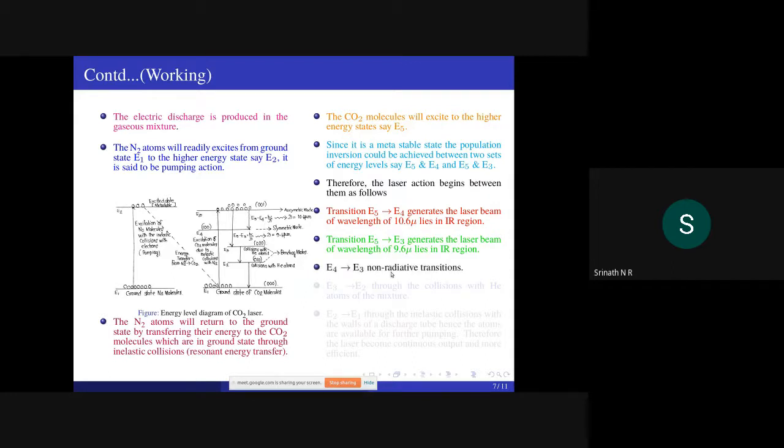Whereas the transition between E4 and E3 takes place through non-radiative transitions. E3 to E2 through collisions with helium atoms of the mixture. Finally, from E2 to E1 through inelastic collision with the walls of the discharge tube. Hence, the atoms are available for further pumping. Therefore, the laser becomes continuous output and more efficient.